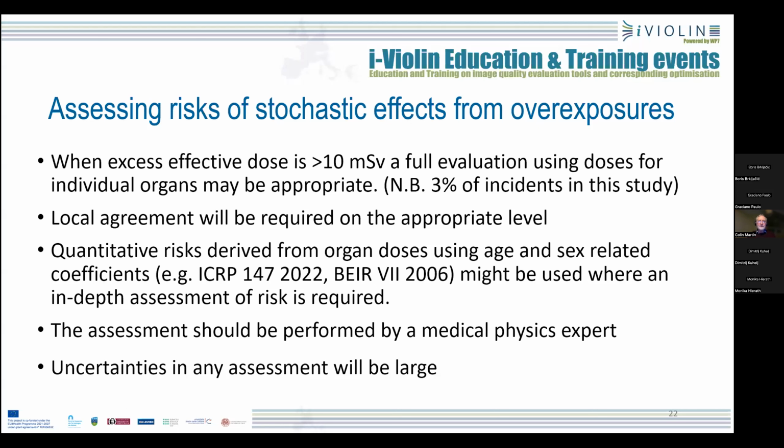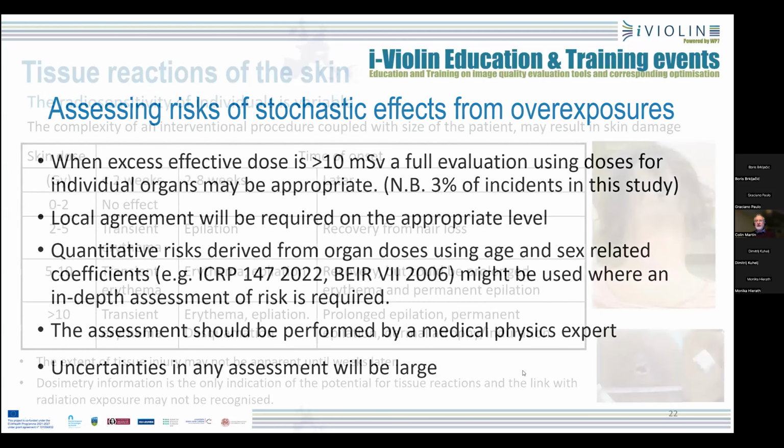And this gives organ doses or risk from the organ doses, but it also gives risks for particular types of CT examinations. So CT abdomen, CT pelvis, CT head. So you can calculate a better assessment of the risk for the patient of the particular age and sex that has been affected. This assessment should be carried out by medical physicists, but the uncertainties will be quite large.